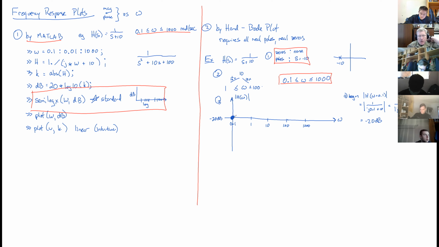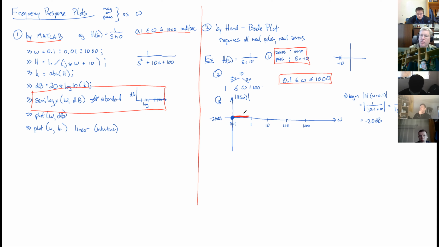Now, if there are no poles or zeros at 0, the fact that it has no zeros doesn't mean it has a 0 at 0. If it had a 0 at 0, it would look like that. So this particular example does not have a pole at 0, does not have zeros at 0. And if there are no poles or zeros at 0, then the Bode plot starts off going horizontally.